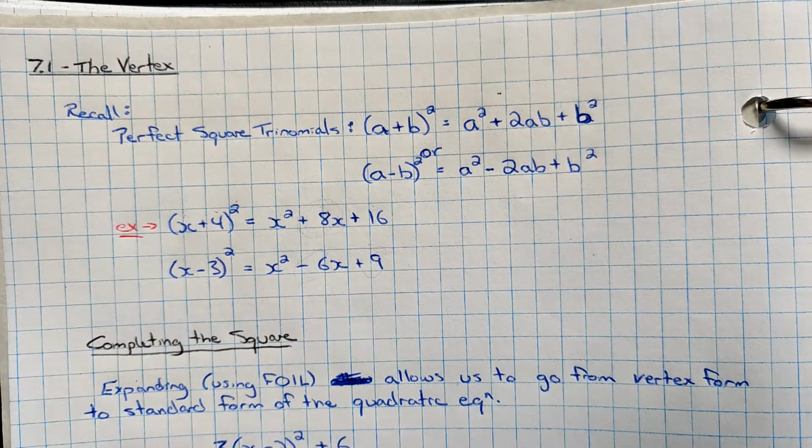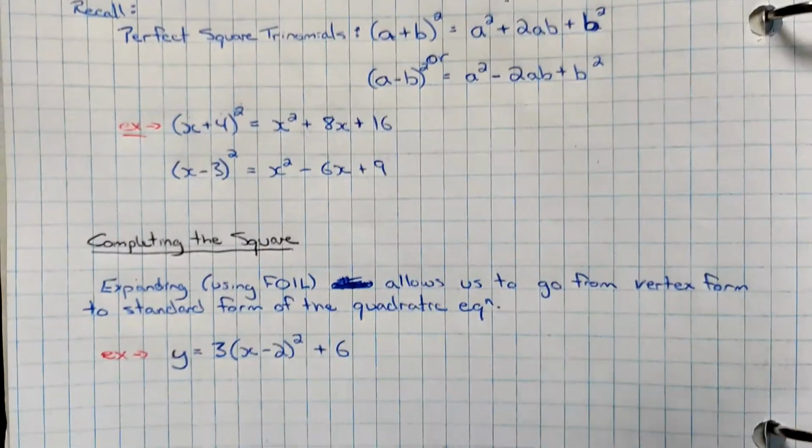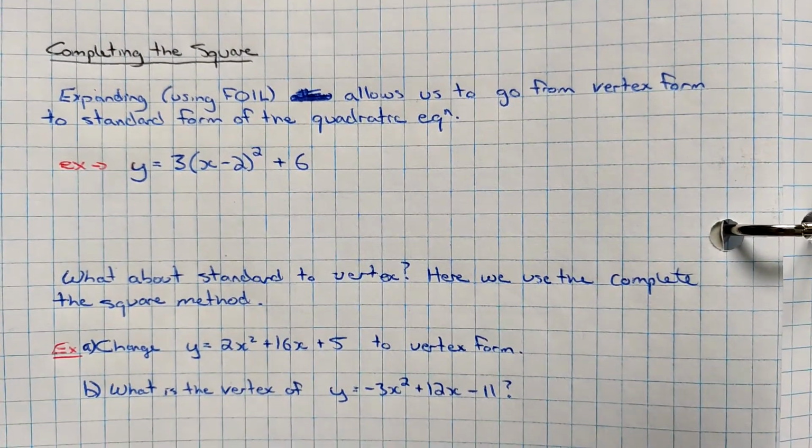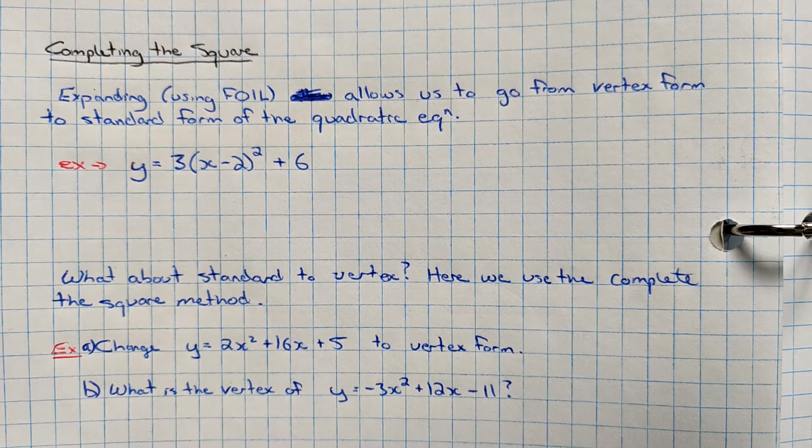So moving on, we're going to take a look at completing the square. So this method here is very procedural, and if you take the time, follow along with it, it becomes fairly easy, but it's just a matter of paying attention to the order in which we do each of the steps. So first, expanding using some FOIL in there allows us to go from vertex form to standard form.